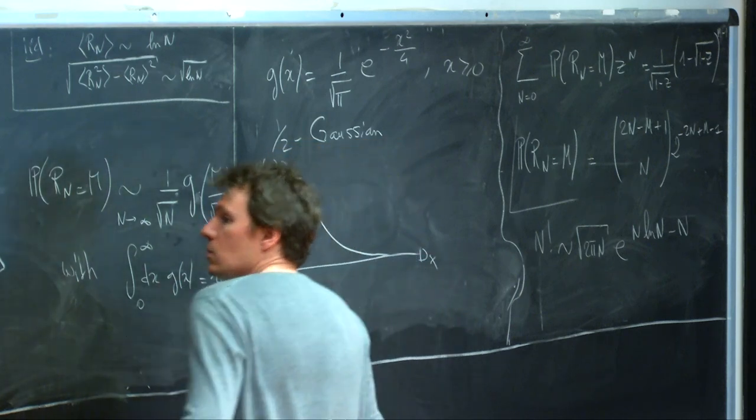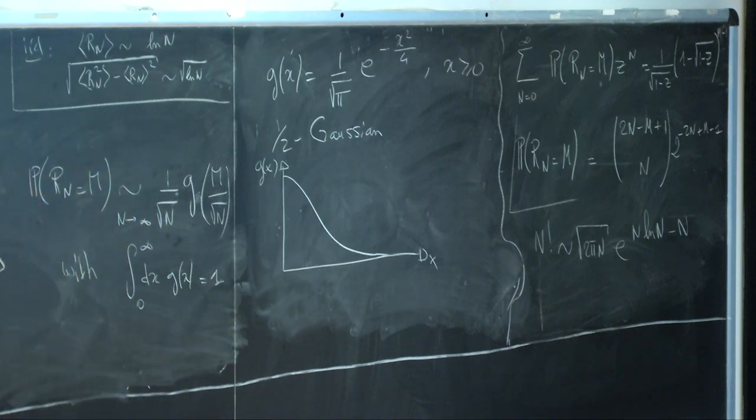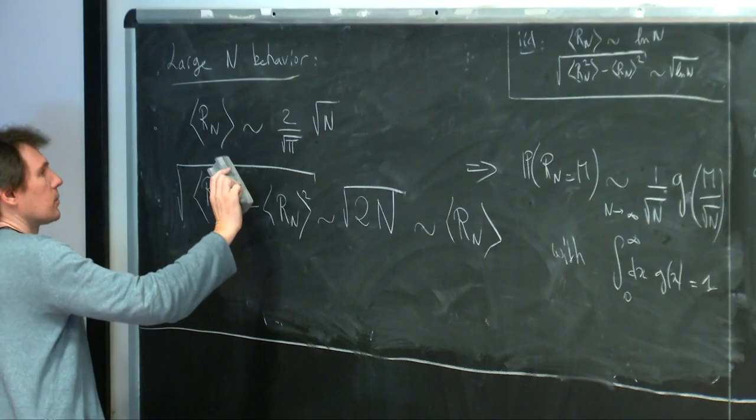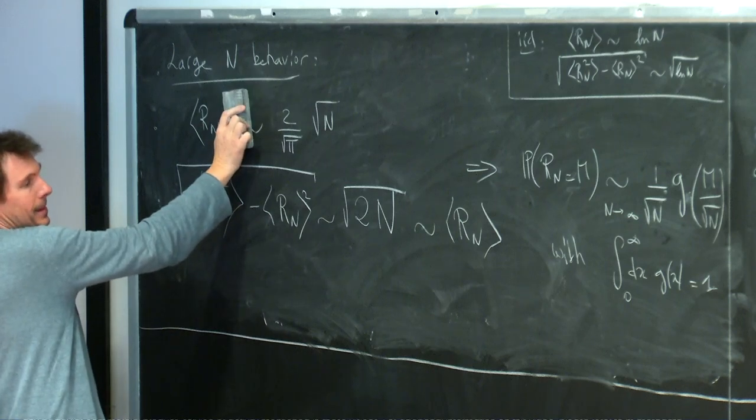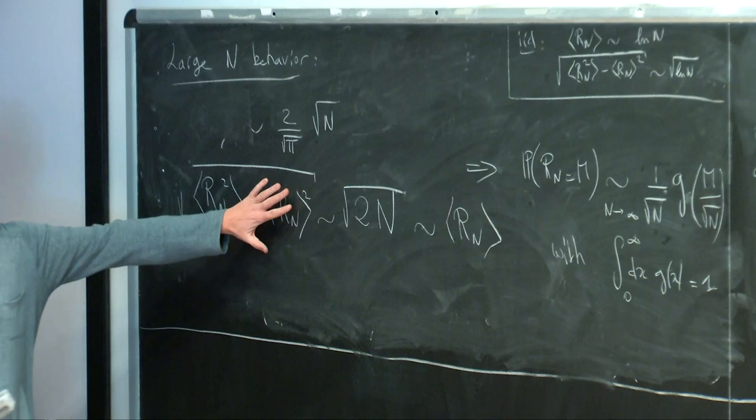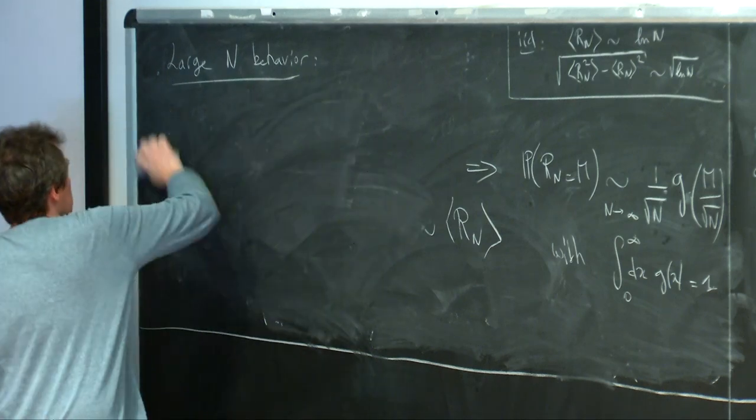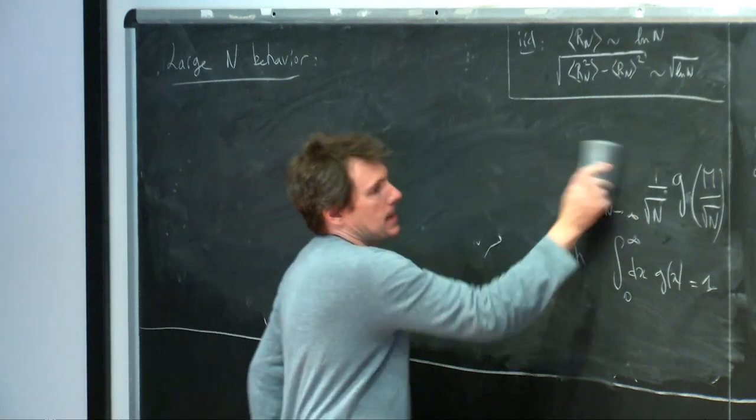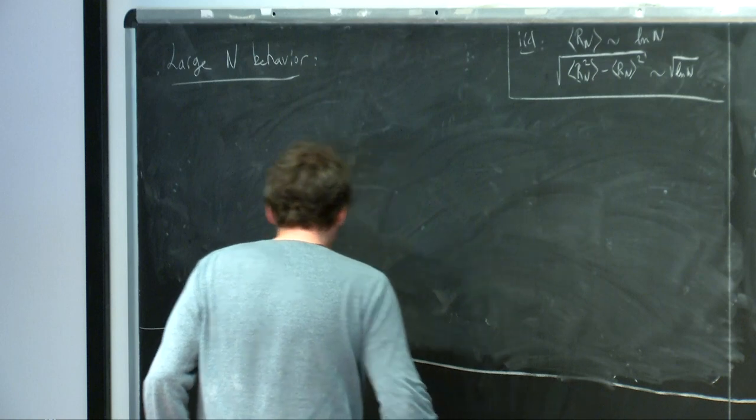So now, just to finish, just to compare what we had for the IID case and for the random walk. I can erase this. I just want to make a comparison to end up. So what are the differences? How do they look like?